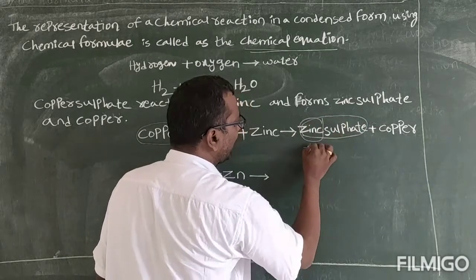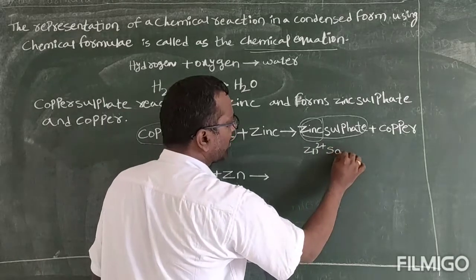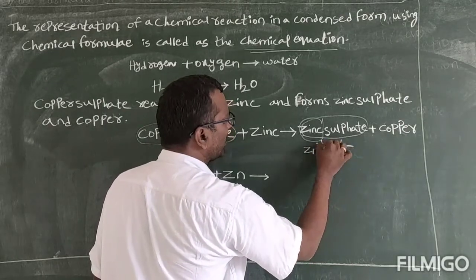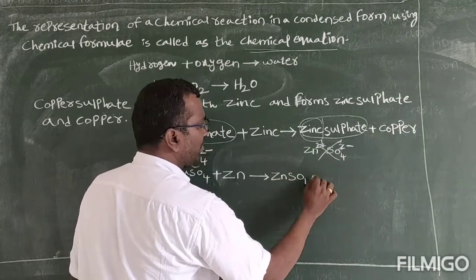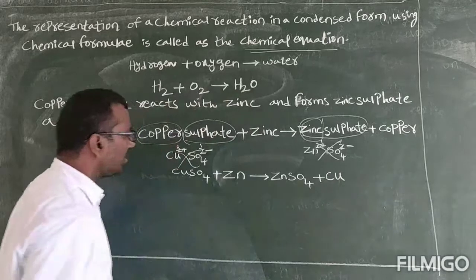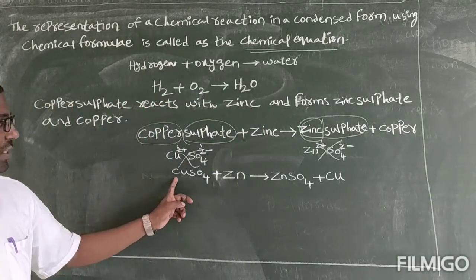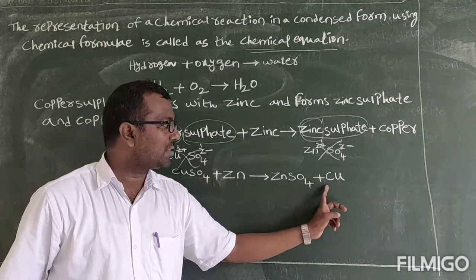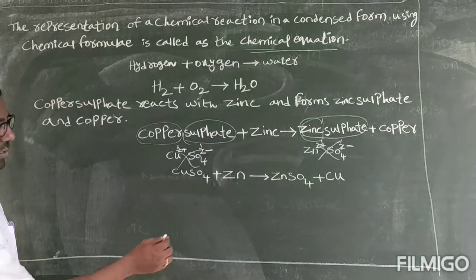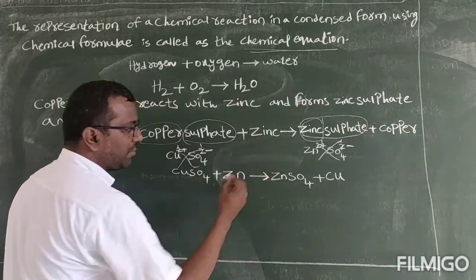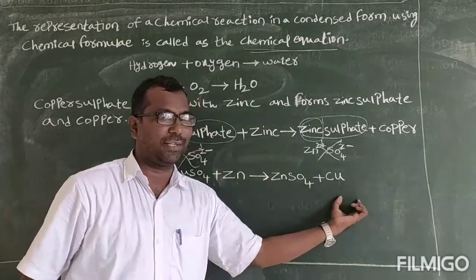Here again zinc is Zn2+ and sulfate is SO4 2-. 2 ones are 2 ones are. By criss-cross method, ZnSO4 plus copper. So this is the equation, chemical equation we call. CuSO4 plus Zn gives rise to ZnSO4 plus Cu. Now you see, chemical reaction means what? Reactants react to give products.